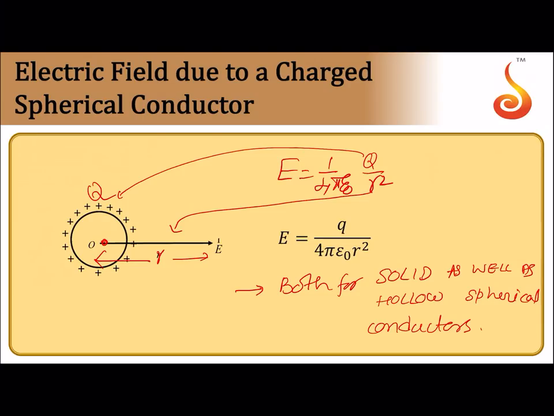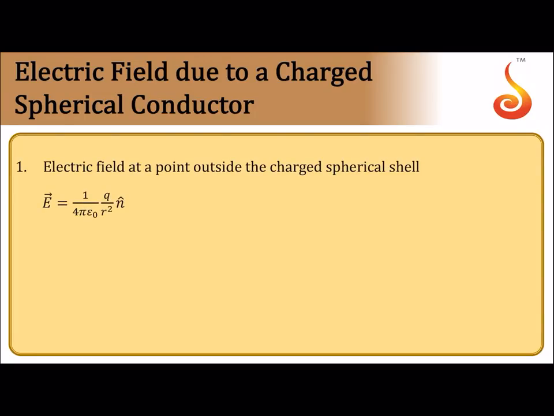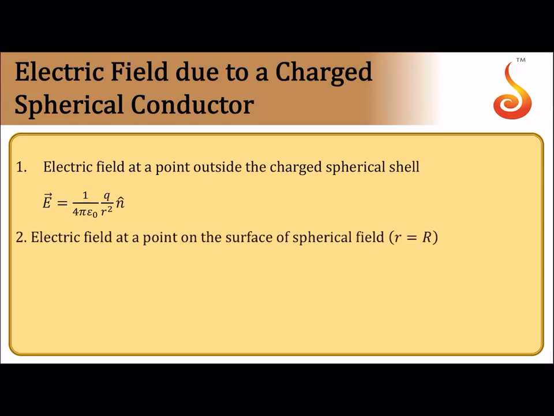Hope that point is clear to you. It is applicable both for solid and hollow spherical conductors. So here is the summary. The electric field at a point outside the charged spherical shell is 1 by 4 pi epsilon naught q by r square n cap along the electric field.